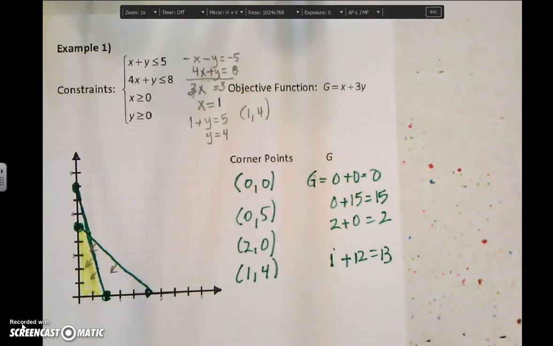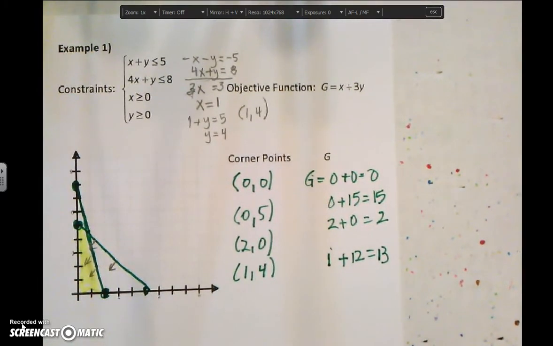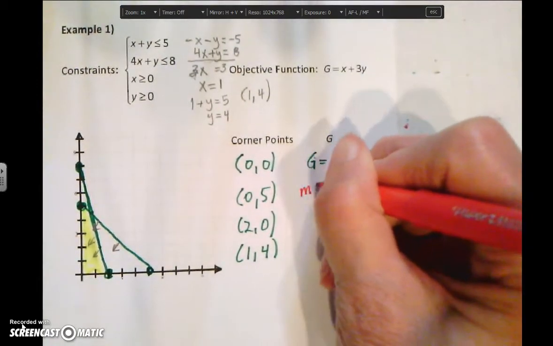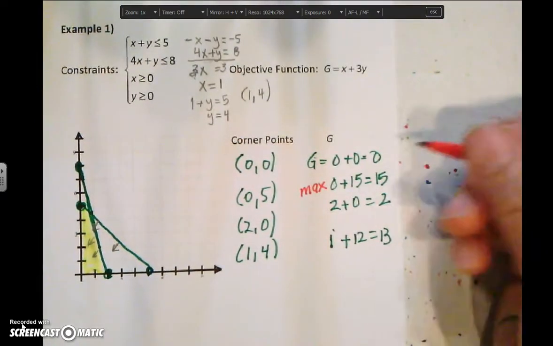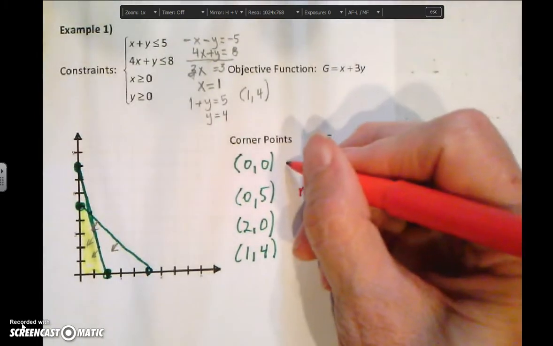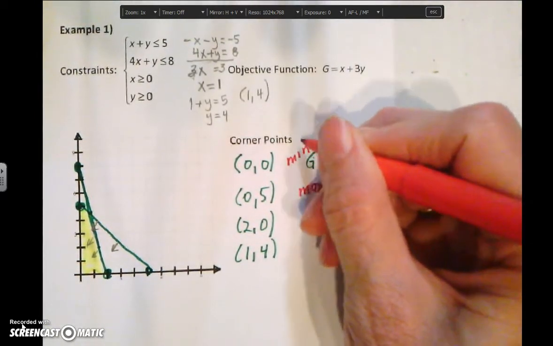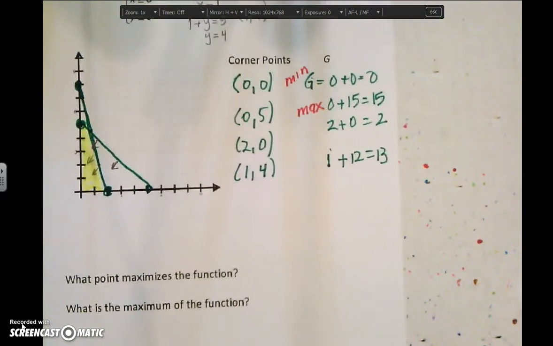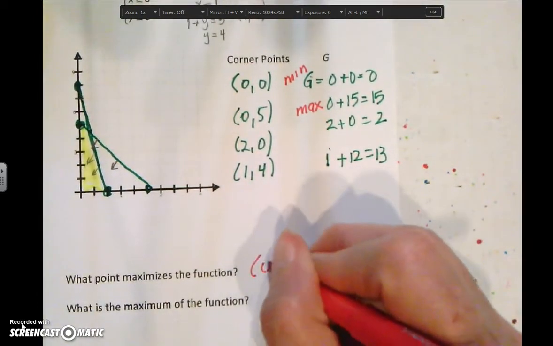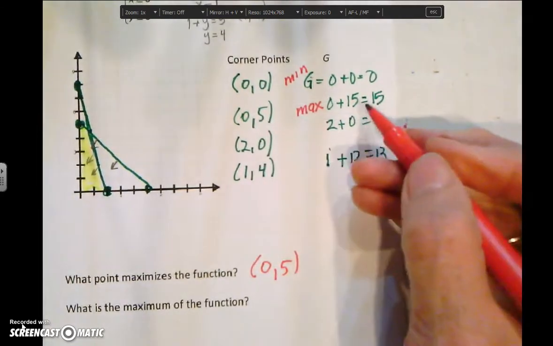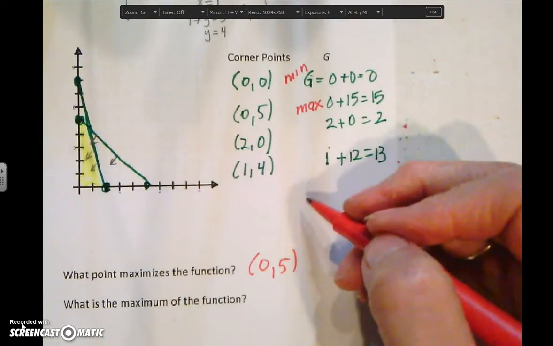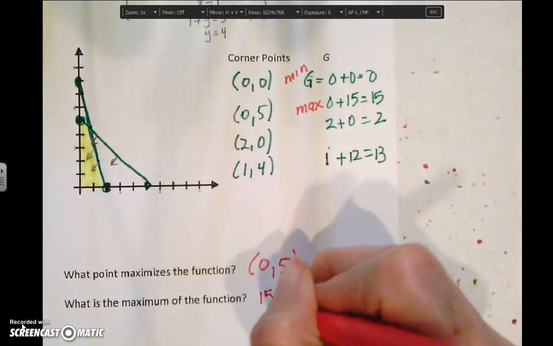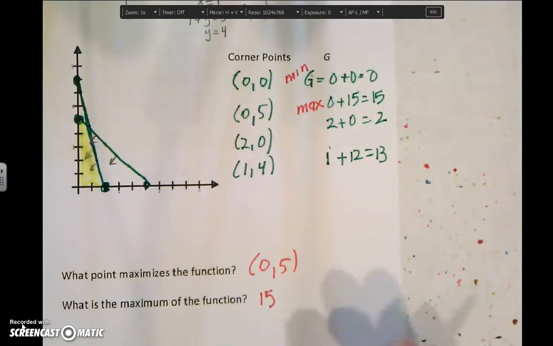So we see that our maximum, if we're trying to maximize it, this is our max. I'll put the word max right here. And the smallest value that we come up with is here, and that would be our minimum. So when they ask the question, what point maximizes the function, we would put the answer 0, 5 gives us the maximum answer. And what is the maximum of the function? 15 is the maximum of the function.